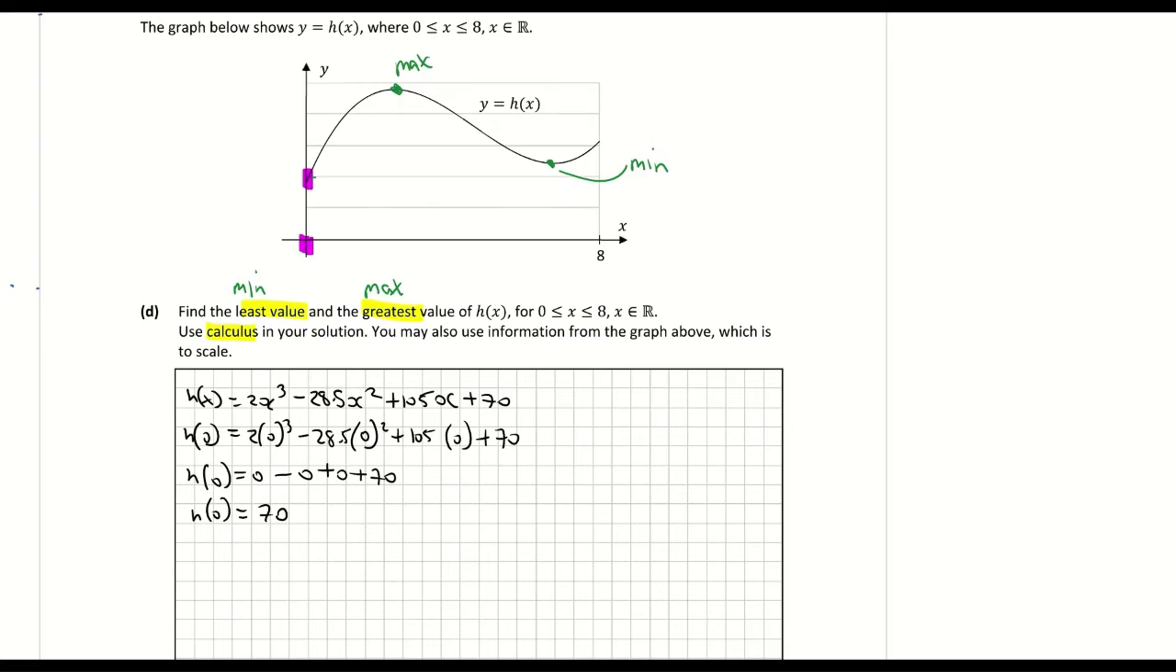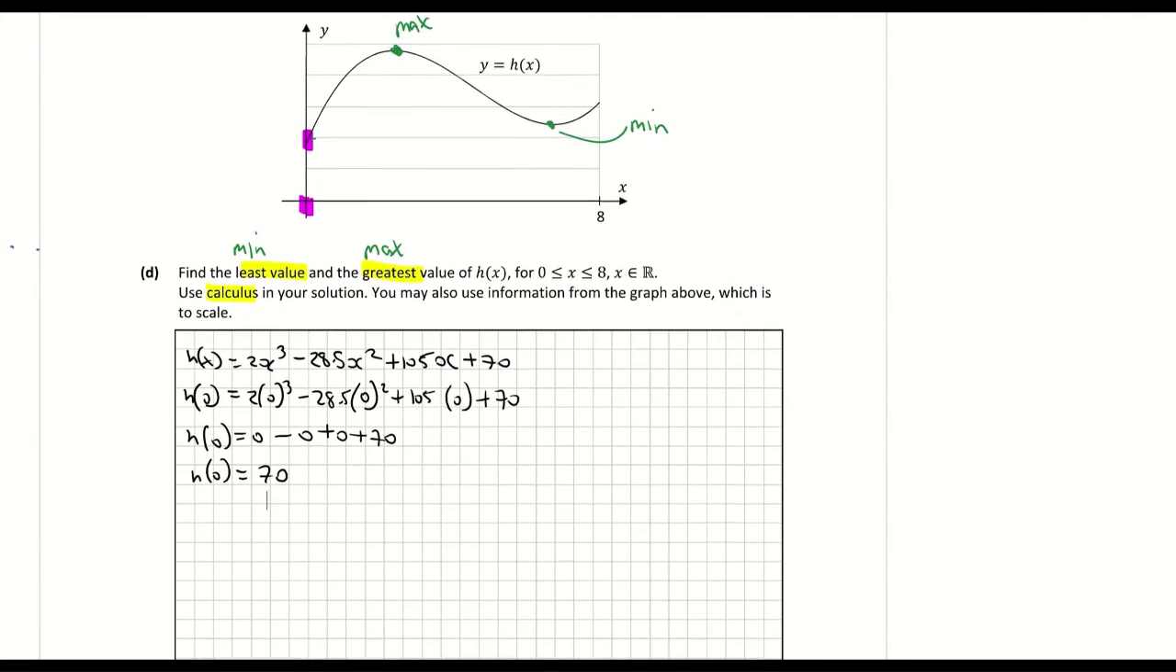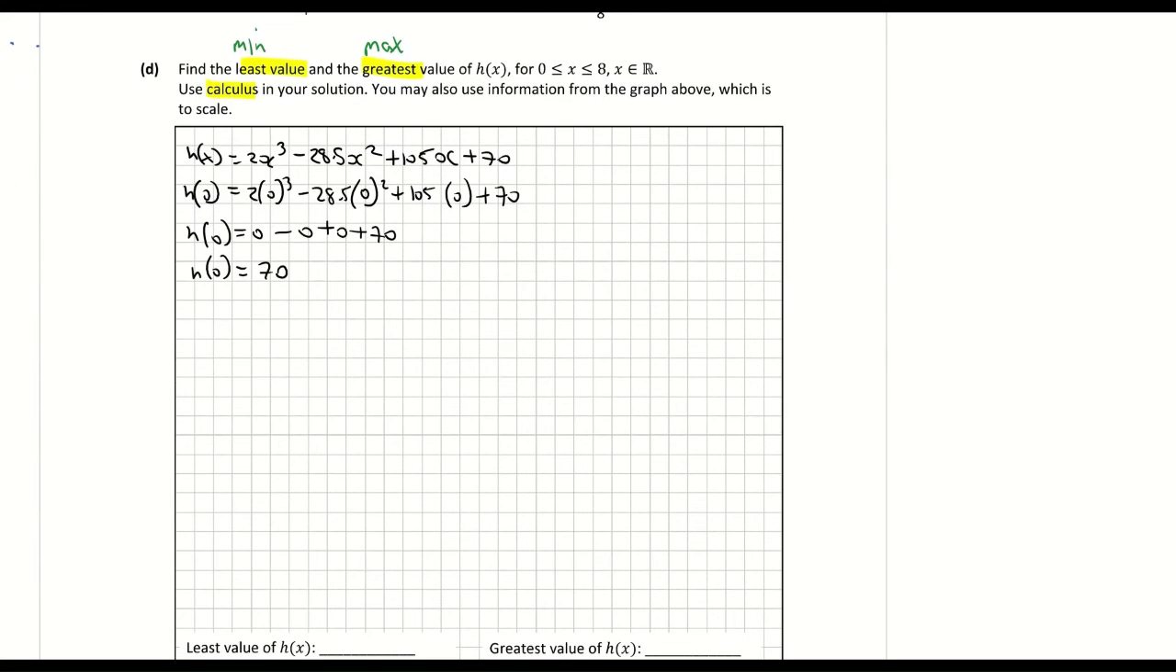Now I'm going to find the maximum value for h of x, and I'm going to use calculus for this. This uses my minimum and turning point from my calculus chapter. In order to find your minimum and maximum turning points, you use calculus: dy/dx, the first derivative, let that equal 0, and solve for x and y.